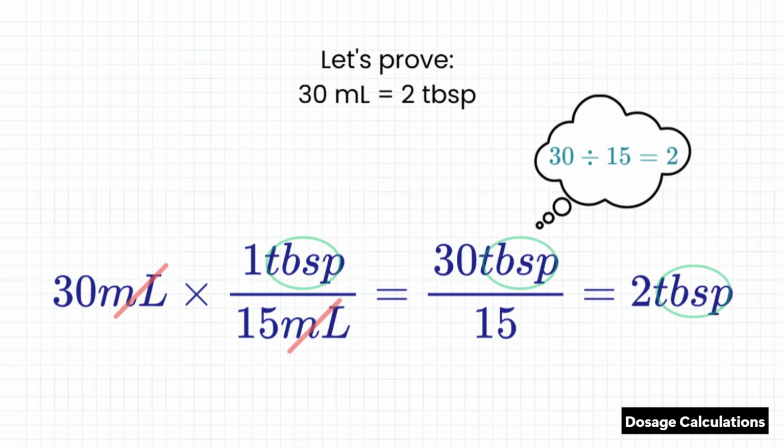And for this last one, it's just a single, elegant step. We take our starting 30 milliliters, we multiply by the conversion factor with milliliters on the bottom. The units cancel, the math is super simple, and we're left with the correct answer, 2 tablespoons. See? Simple, clean, and foolproof.